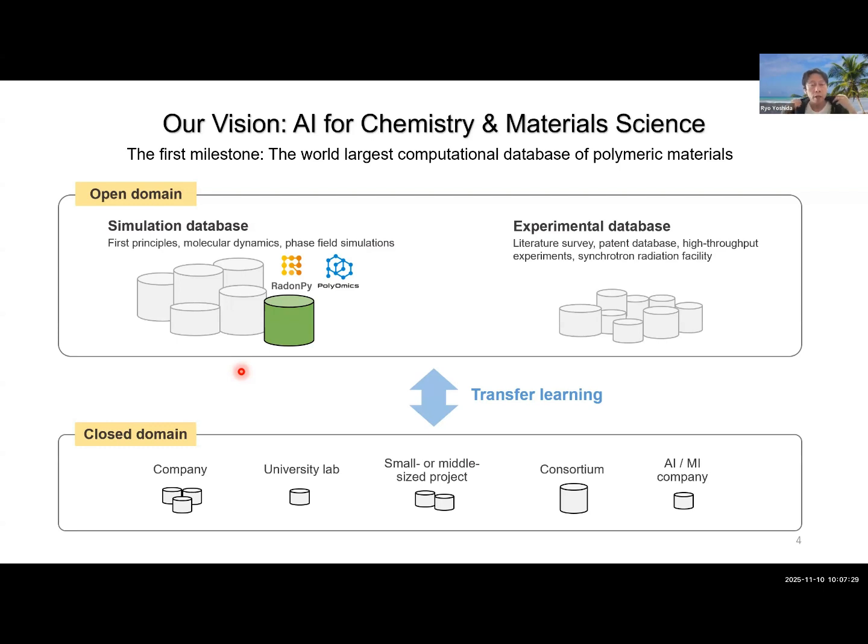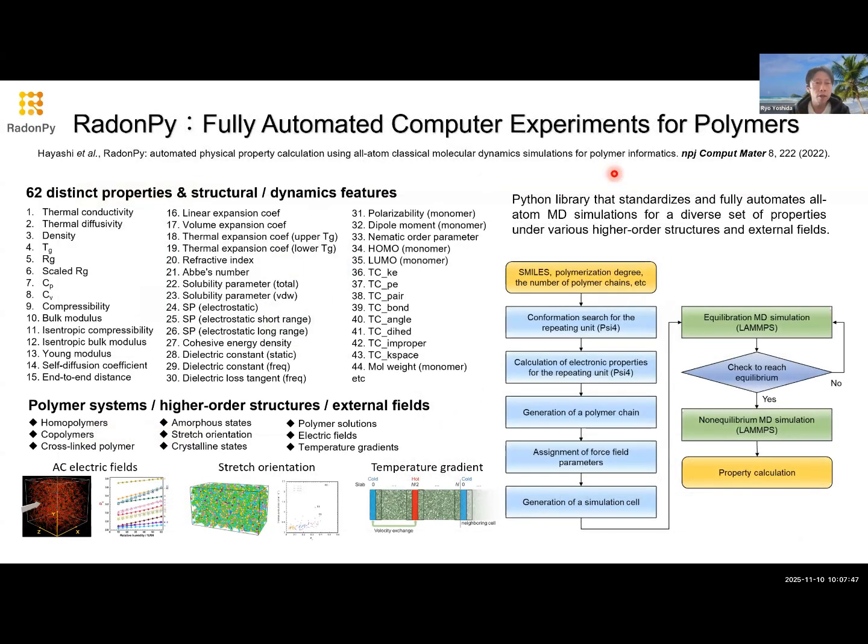The first milestone we are aiming to address is to create the world's largest computational database of polymeric materials. To achieve this goal, we started around 2020, and we began the project of developing the software called RadonPy. RadonPy is a software developed to fully automate computer experiments for a wide variety of polymer materials, such as all-atom classical molecular dynamics simulation or DFT calculation.